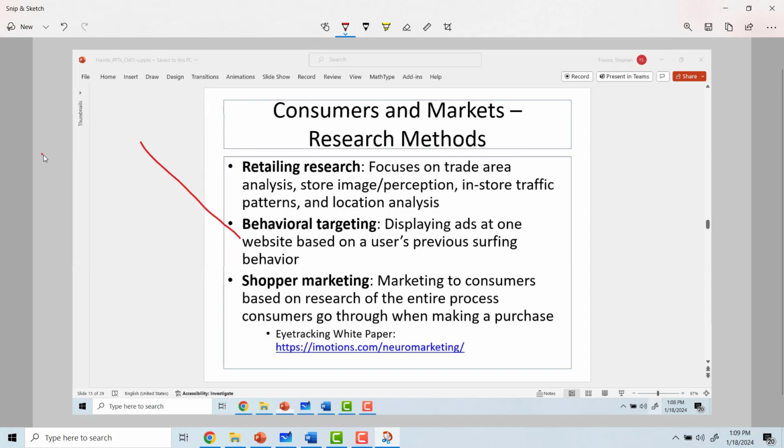So we could have things like promotions based on supermarket scanner data, what you actually buy, that's your behavior. Your surfing behavior.